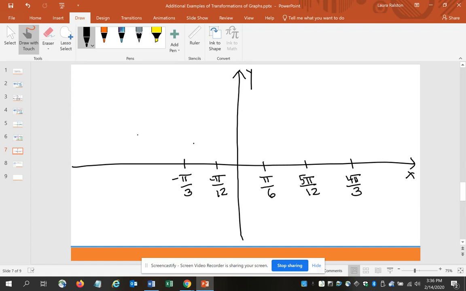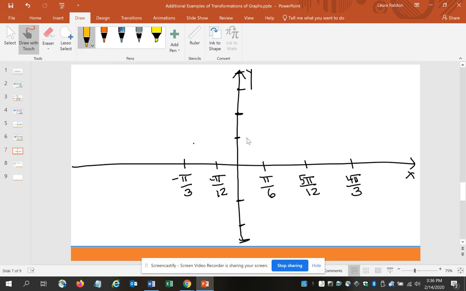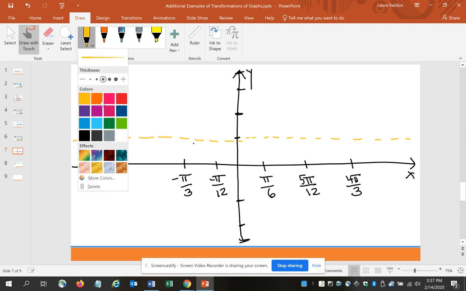Then we want to take it and shift it up 1. Okay. So normally we would start at the 0 line, but because we want to take it up 1, okay, we need to imagine that the 0 line is now up 1. And the other thing that we're going to do as we draw this curve is we're going to change the amplitude, and the amplitude is going to change to 2.